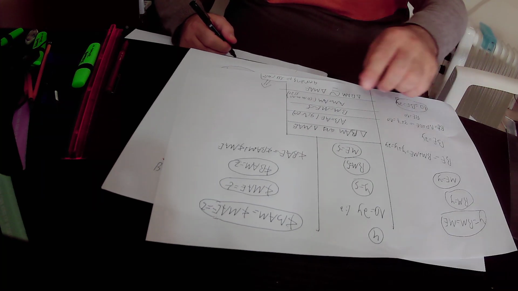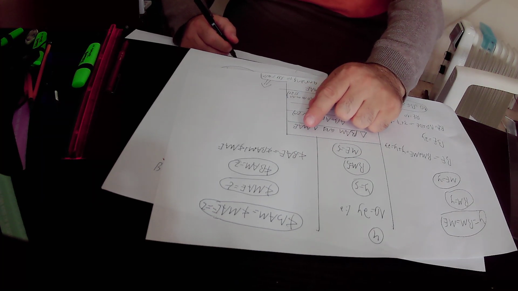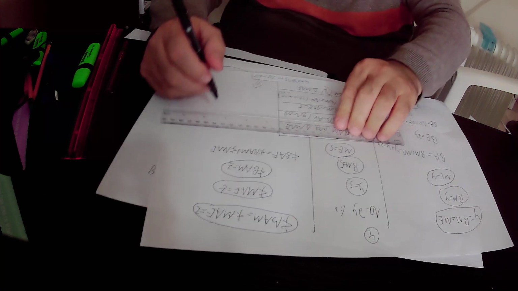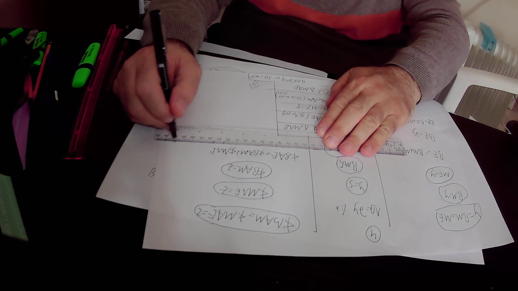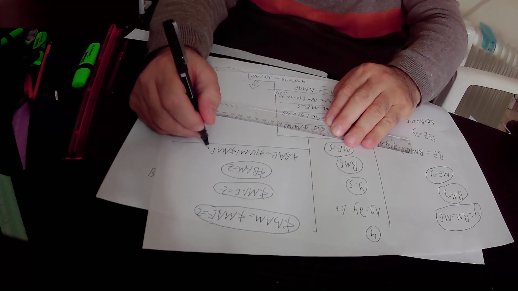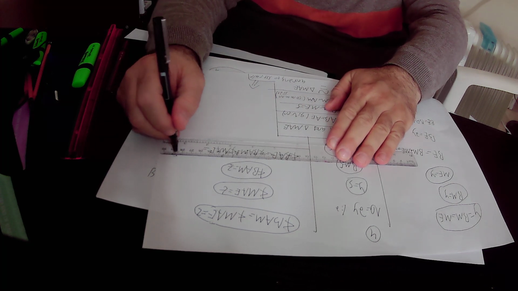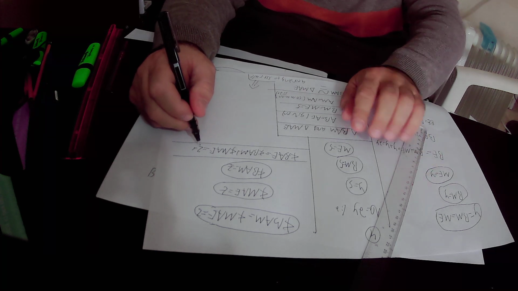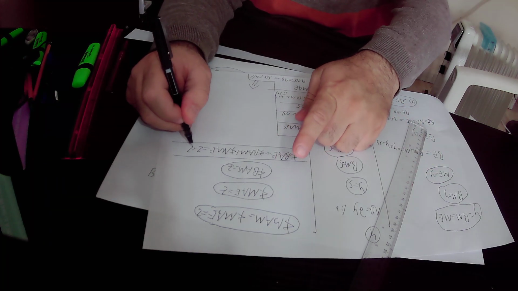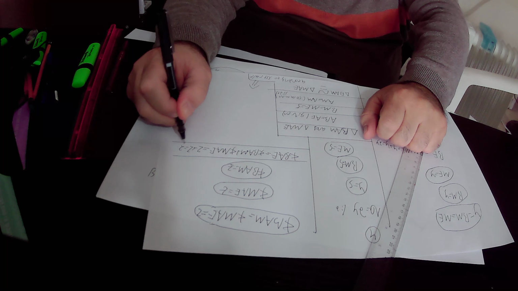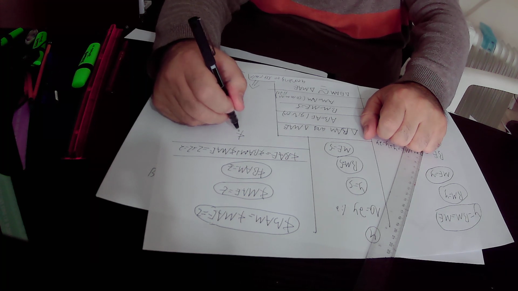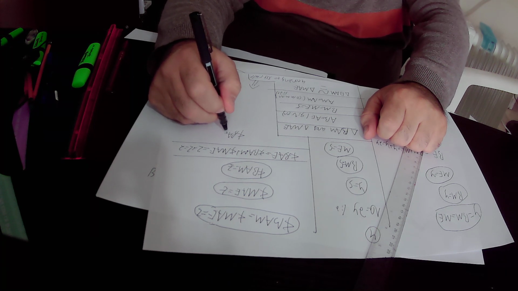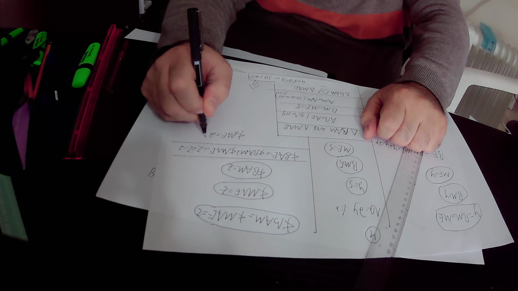Angle BAE equals angle BAM plus angle MAE. That is to say, we know that angle BAM is equal to Z, and angle MAE is also equal to Z, so Z plus Z is 2Z. So from one side, angle BAE is equal to 2Z.